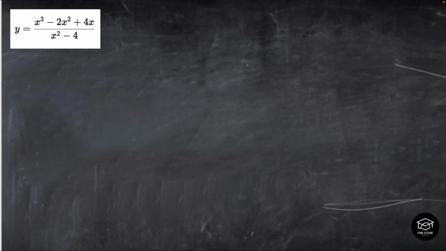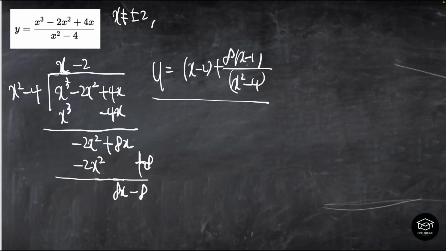First, the domain. The function is undefined wherever the denominator is 0. Setting x squared minus 4 equals 0, we get x equals -2 and x equals +2. So the domain is all real numbers, except x equals -2 and x equals 2.